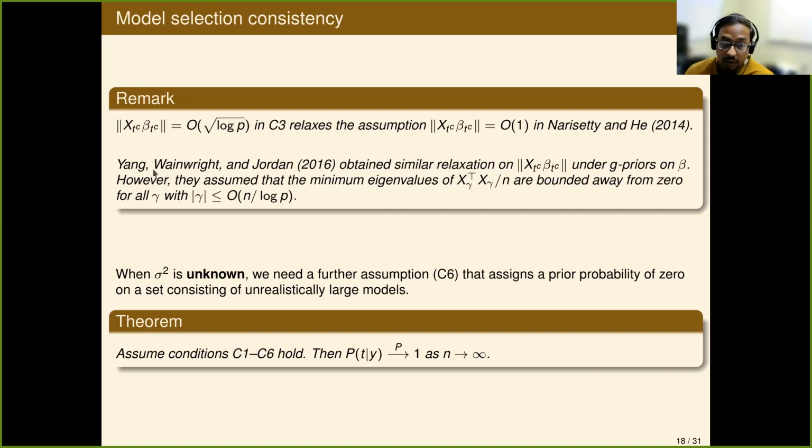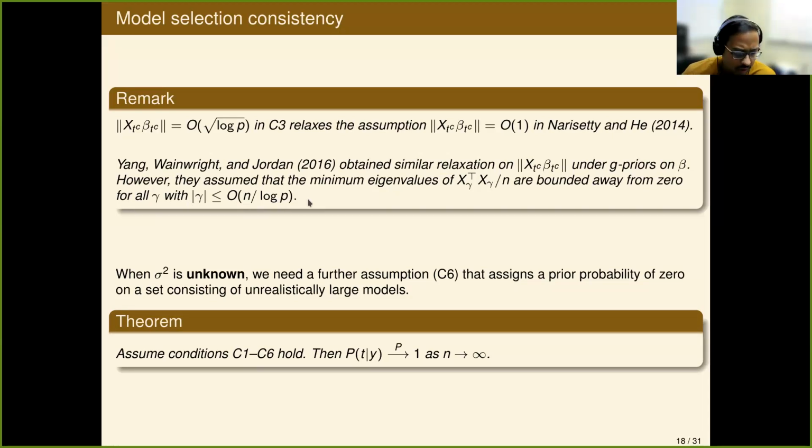It turned out that Yang, Wainwright, and Jordan also obtained similar relaxations on the total effect of the unimportant variables under a different prior, g-priors on beta. But they made a bit of a strong assumption, I would say, on the minimum eigenvalues of X_gamma transpose X_gamma by n, where gamma is not too large. The minimum eigenvalues are bounded away from 0 for all gamma where the size of gamma is less than order of n over log p.